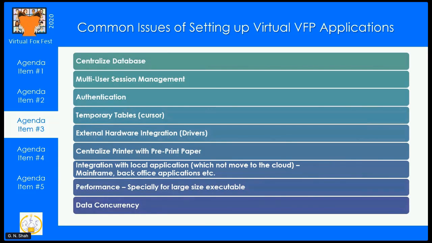Integration with local applications which are not moved to the cloud. Like a mainframe, we have seen many FoxPro applications still working with a mainframe or other legacy applications. If you have that kind of interface, then you probably have to make some changes in the code because now your application is not in the same environment. It has moved to the cloud. You may have a VPN connection, a private network connection between your local infrastructure and the cloud. If you establish that with your network person's help, then you can have that connectivity as well.